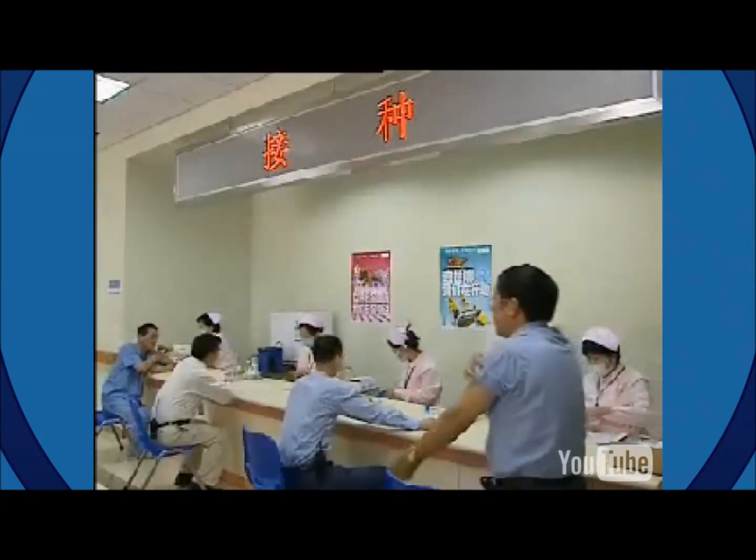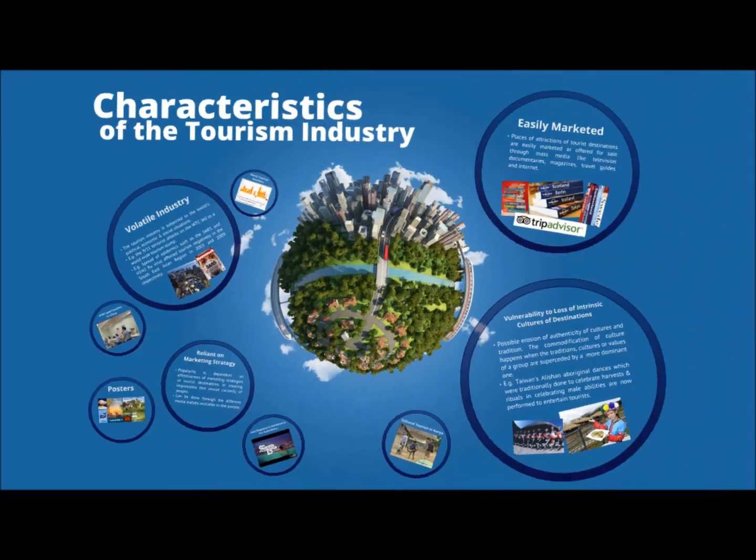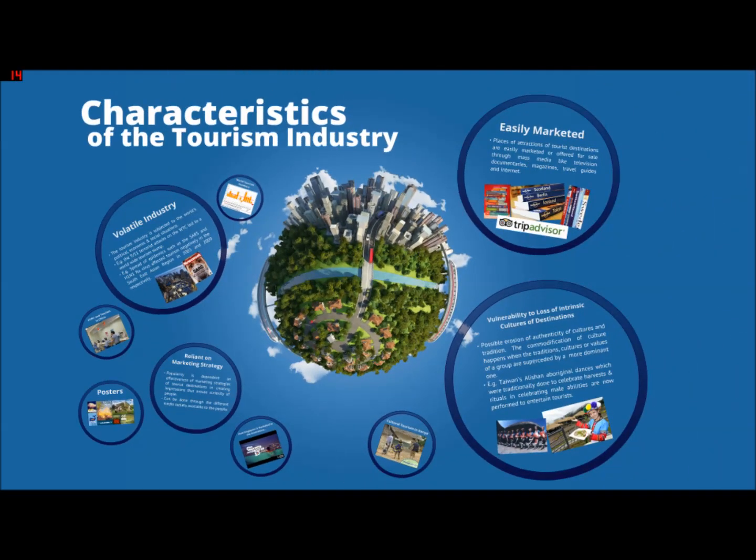Chen Yingjie, ICS News. With that, I hope that you've learned something today, and keep in mind that these are the characteristics of the tourism industry.